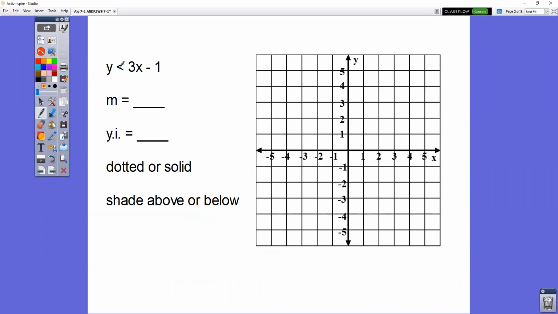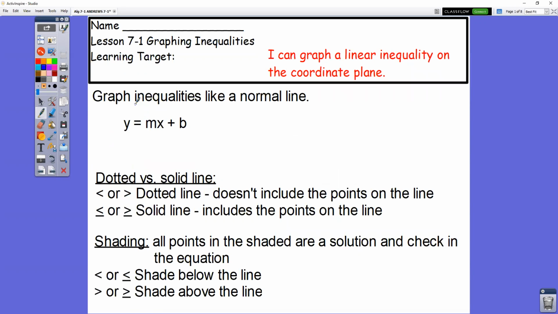an equal sign. You're going to have an inequality sign, whether it's less than, greater than, less than or equal to, or greater than or equal to. You're going to graph them just like you do a normal line. So you're going to have it in the form y equals, except again, you won't have an equal sign. Your number in front of your x is your slope. Remember that slope is always written as a fraction.